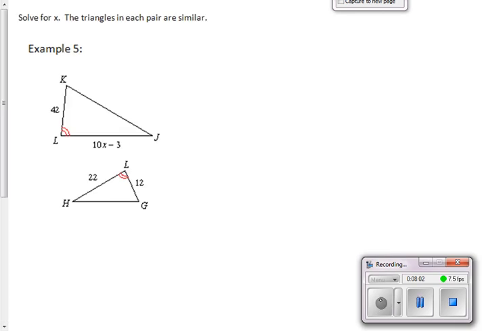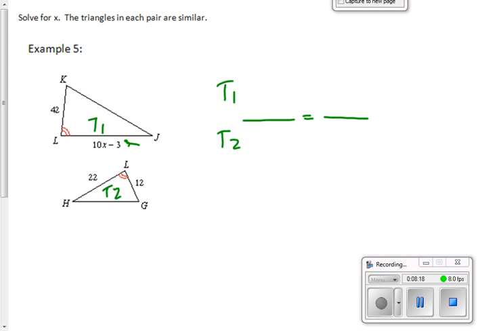Same scenario in example 5. The only thing that they throw at you is an algebraic expression. No big deal here. Same thing. We want to go ahead and call one triangle 1 and triangle 2, and we'll set up that proportion to cross multiply and divide. Make sure that corresponding things line up with one another. Notice L is right here. Those are the corresponding ones. So if you need to, go ahead and rotate things if you're able to visualize without doing it. Go ahead and move on.